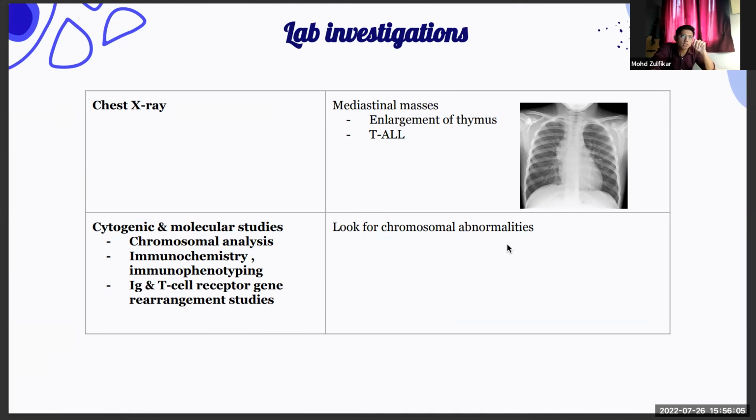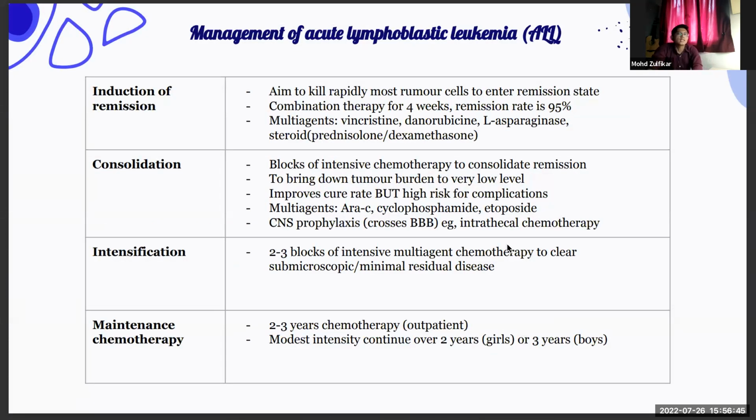So it is the enlargement of the mediastinum. If there is a mediastinal mass, it is associated with the T cell type of acute lymphoblastic leukemia. The last one, what we can do is the cytogenetic and molecular studies. So it is involving the chromosomal analysis, immunochemistry, immunophenotyping, IgG T cell receptor gene, and rearrangement study. So what we must look for is any chromosomal abnormalities. So next slide.